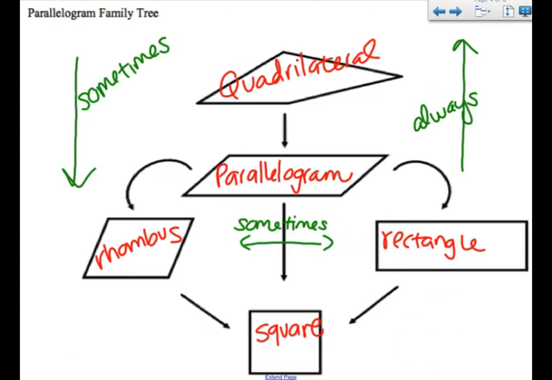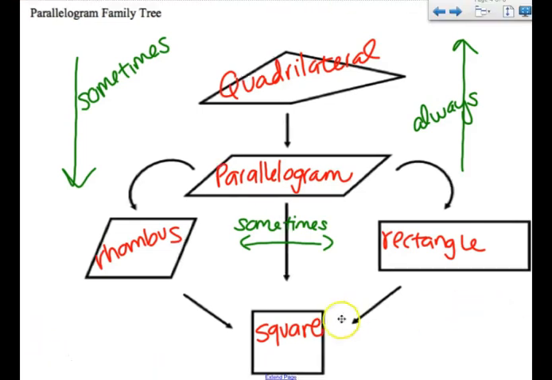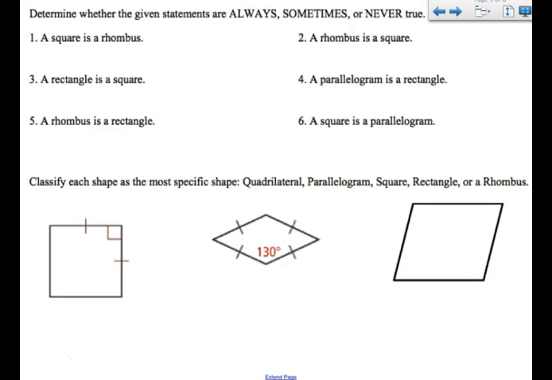So, let's take a look at some problems. I want you to determine whether the statements are always, sometimes, or never true. So try 1 through 6 on your own, and then I also want you to try these bottom three. Classify each shape as the most specific shape, either a quadrilateral, a parallelogram, a square, a rectangle, or a rhombus. So pick the most specific shape you can guess based on the markings. So press pause and try this on your own.